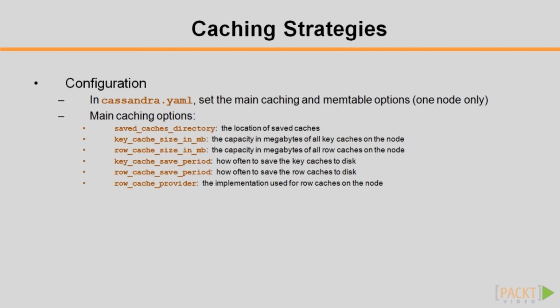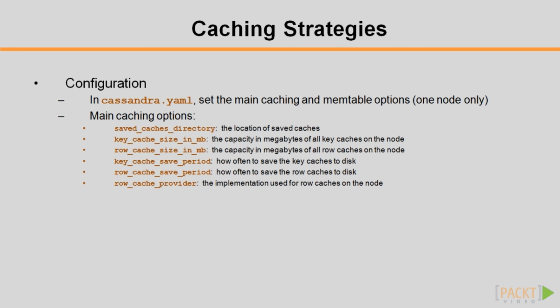The main cache and memtable configuration parameters can be modified in cassandra.yaml. It's effective for one node only, and you need to apply the modification to all nodes to have a consistent caching behavior across the cluster. Otherwise, unpredictable performance issues may arise. Cluster SSH or parallel SSH may help in changing the cassandra.yaml files on all nodes simultaneously. Let's go through some parameters.